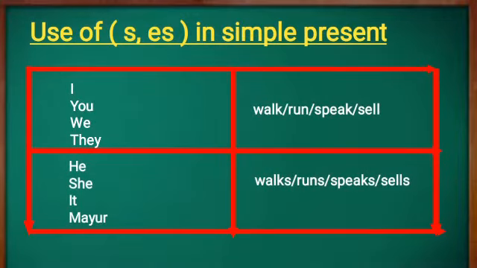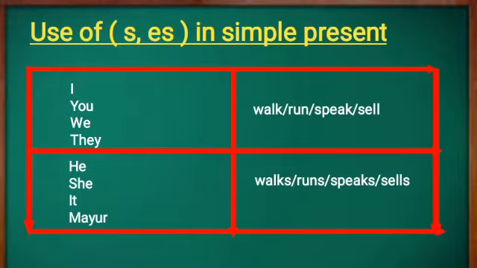Let's study more clearly how to use the s or es suffix in sentences. Now, observe this table very carefully. Use of s or es in simple present. In this table, in the left column, I have given all the subjects like I, you, we, they, he, she, it, Mayur. These all are subjects. And in the right column, I have given verbs like walk, run, speak, and sail. And at the bottom, I have given the same verbs with the s suffix.